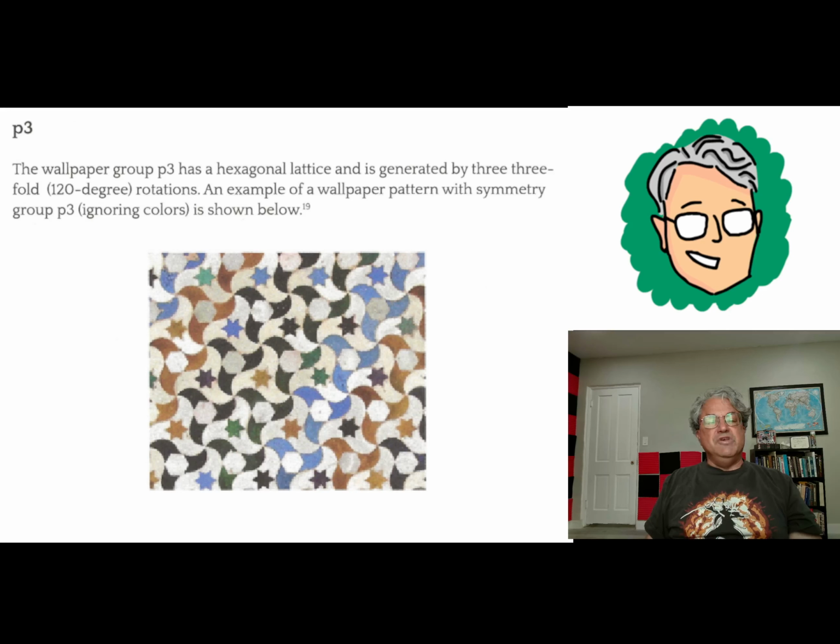One thing I forgot to mention, I should have mentioned this earlier when I was talking about wallpaper groups. There's a very famous temple in Spain called the Alhambra.